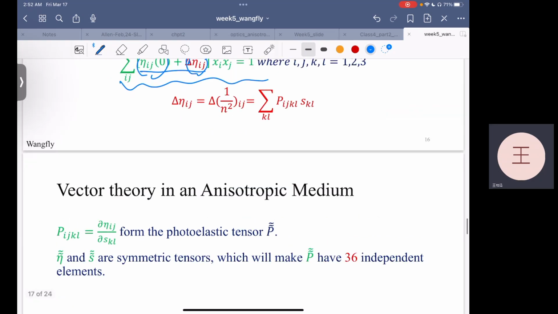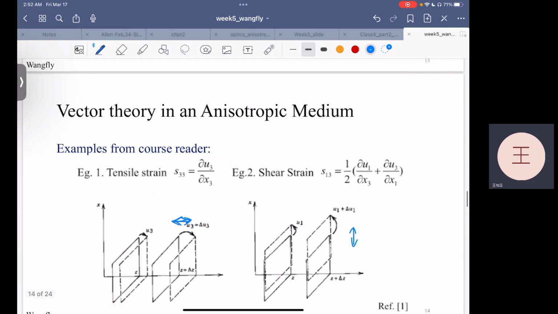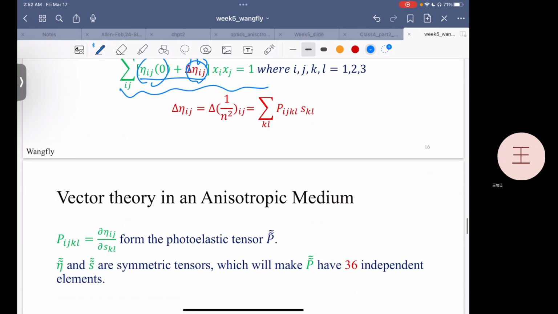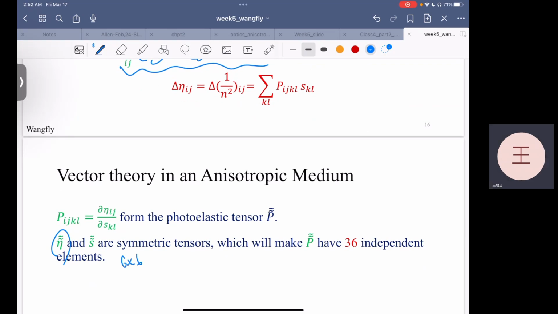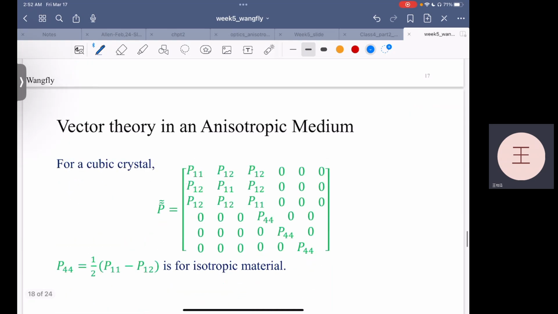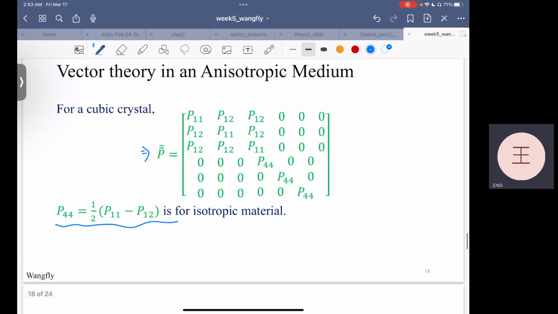And just as mentioned here, we have S to be symmetric. And we also have eta to be symmetric. And thus, 6 by 6, we have P to have 36 independent elements. So for an isotropic medium, the P can be expressed in this way, and it's literally this kind of relationship, and it's kind of obvious.